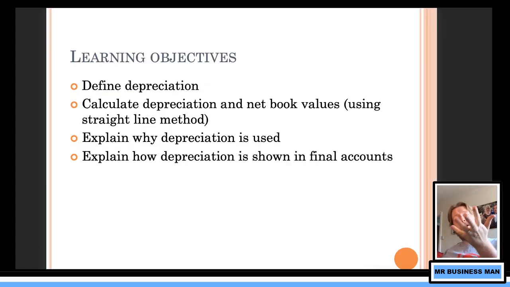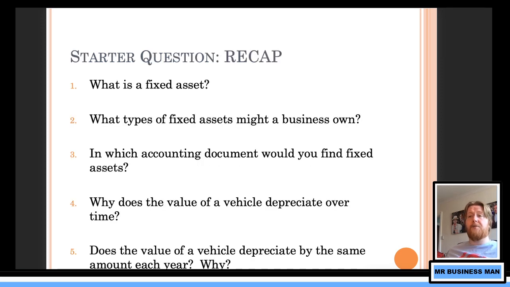So define depreciation, calculate depreciation and net book values using the straight line method, explain why depreciation is used, explain how depreciation is shown in final accounts. We've done these, but let's do it really, really quick. What is a fixed asset? It's something that you own for more than a year. It can be buildings, can be machinery, usually that kind.